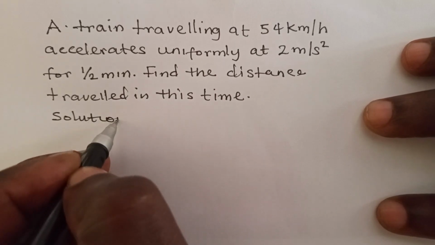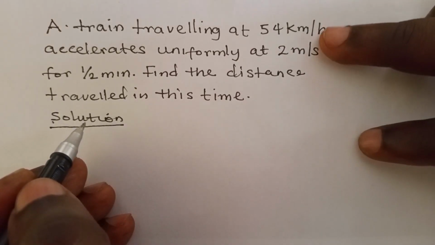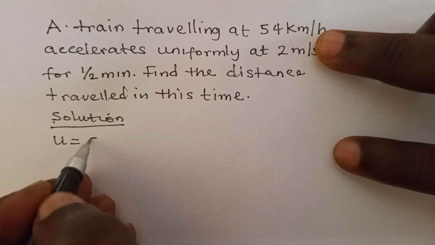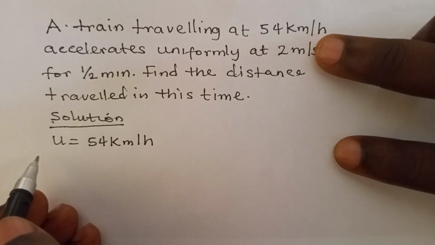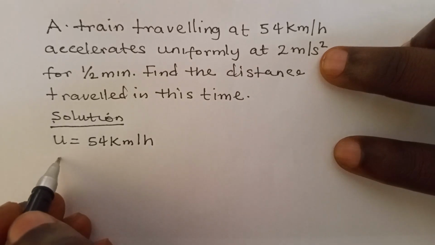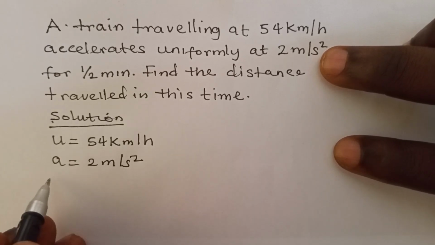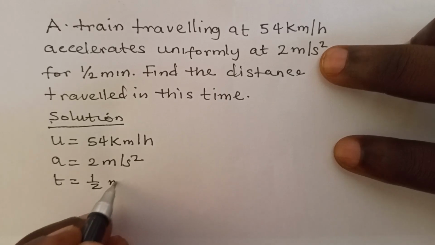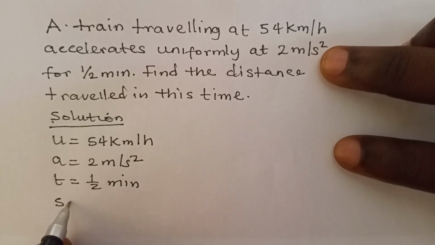Solution. The first value we are given here, 54 kilometers per hour, is the initial velocity. So u is 54 kilometers per hour, and then it accelerates uniformly at 2 meters per second squared. That's a. So a is 2 meters per second squared. Then for half a minute, that is our t. T is half a minute. Then find the distance traveled, that's s. So we're looking for s.